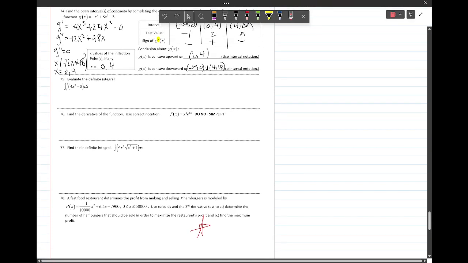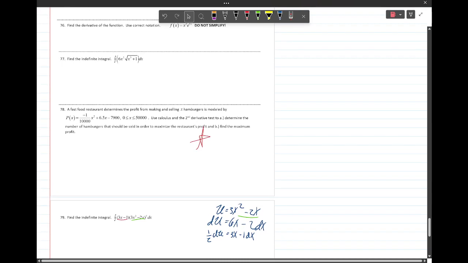Okay, 57. You can see the answer to that in the document, so I'll leave that alone. 58. Maybe it's good to see this one actually worked out.